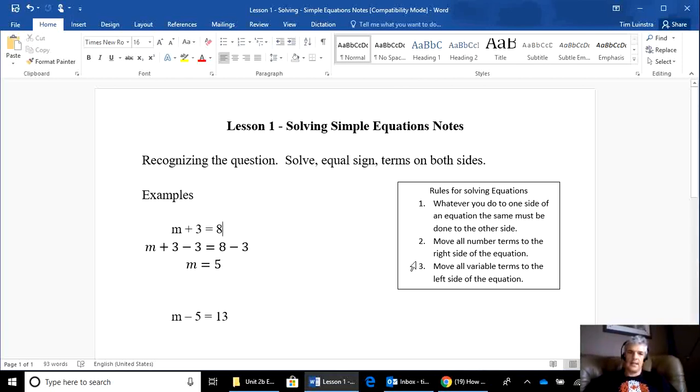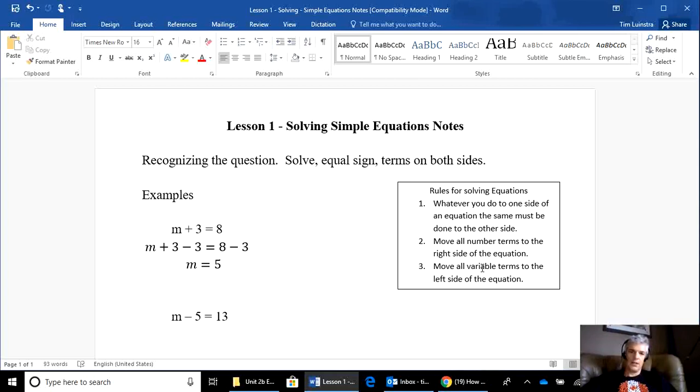The other rule is that if we have a variable, that is a letter term, letters, I always say, letters go to the left, LL. Makes sense, right? So if we have a letter term, it must move to the left. We'll see an example that includes that in a few minutes.